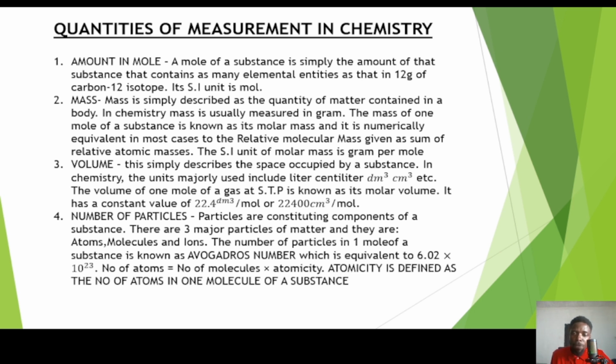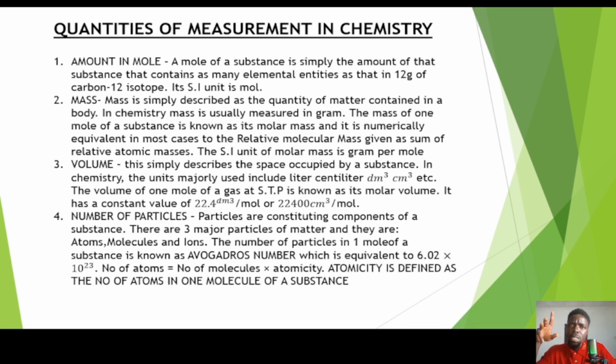Having said this, the final thing about the quantity of measurement in chemistry, before we get into other parts, is that when you are asked to find the number of atoms instead of the number of molecules, the number of atoms is equal to the number of molecules multiplied by what we refer to as atomicity. So anytime you are given a question and you are asked what is the number of atoms and you have the number of molecules, you simply do the number of molecules multiplied by its atomicity and you get your number of atoms.